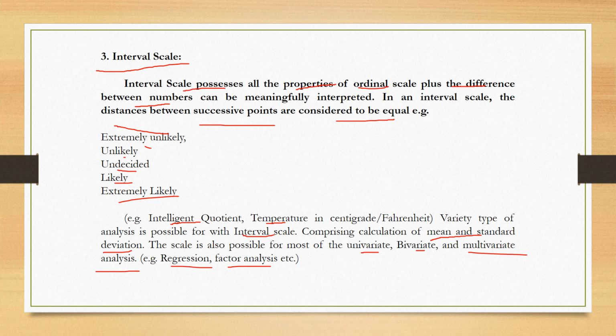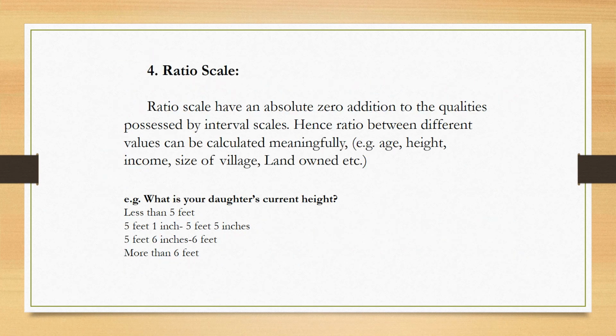So when you are collecting data from students or from your particular group regarding intelligence quotient or temperature, on interval scales where the distances between two points are considered, regression and factor analysis are used.